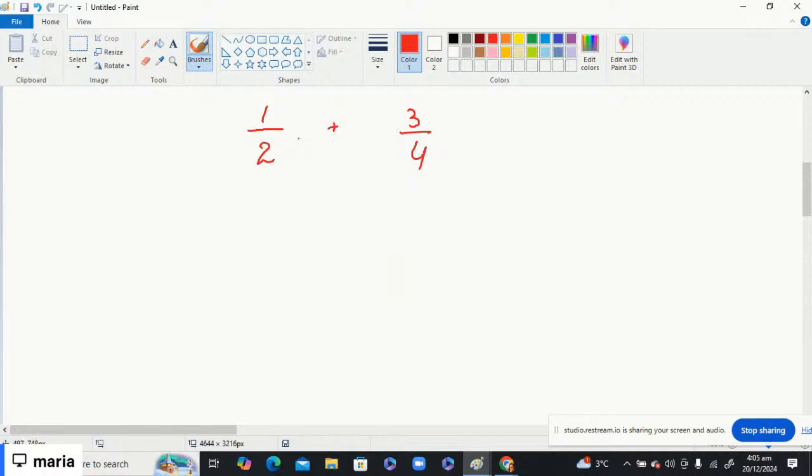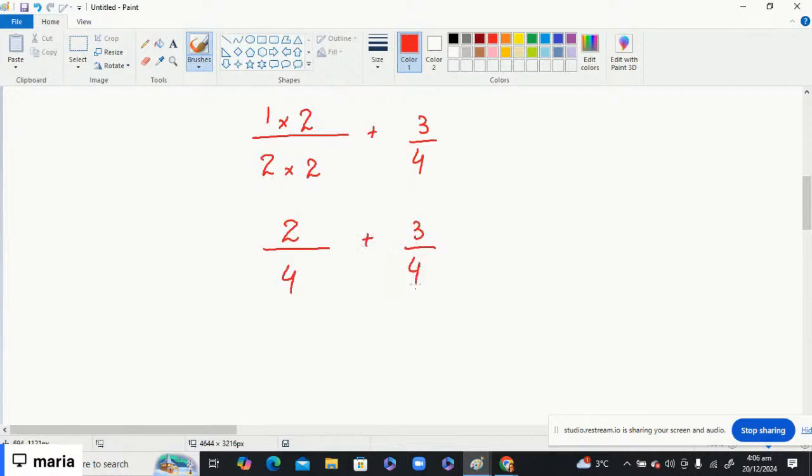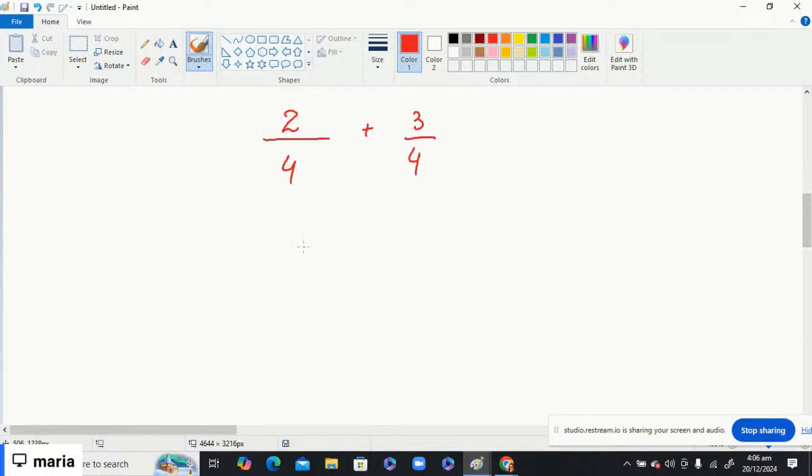First step, see which is the greater denominator. 4 is the greater, so we make the 2 equal to 4. 2 is multiplied with which number? So 2 is multiplied with the 2, put it in the top as well as in the bottom, plus 3 by 4. 2 times 1 is 2 and 2 times 2 is 4, and here 3 by 4. Now we put the 4 in the denominator and 2 plus 3 on the numerator. 2 plus 3 is 5 over 4. Okay.